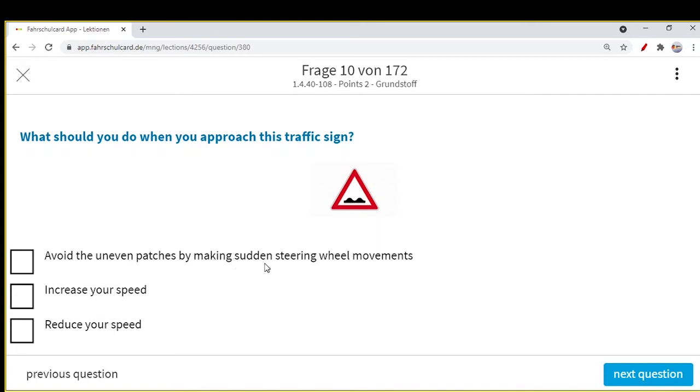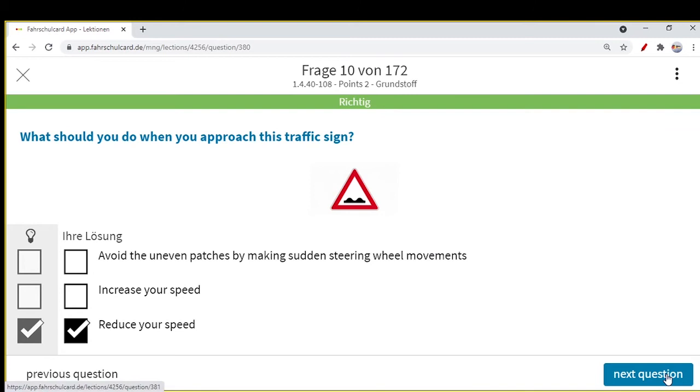Sudden steering wheel movements are not allowed, not even recommended in this case, as the road situation is not good. Your suspension system and your car could be damaged in case of sudden steering movement. Just reduce your speed. Increasing your speed is the wrong option. Even sudden steering wheel movements is also a wrong option. Just reduce your speed, and this answer is correct.